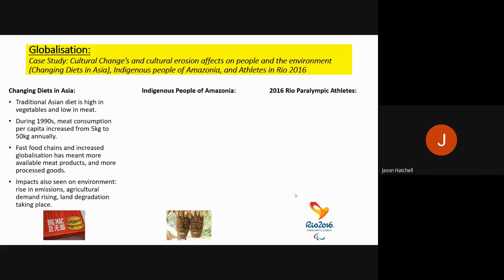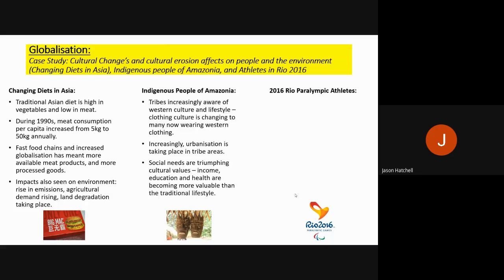Our next short example in this case study was the indigenous people of Amazonia and how they're impacted by cultural change. So tribes are increasingly aware in the Amazon rainforest of Western culture and lifestyle. For example, clothing culture in the Amazonian tribes is actually changing, with many now wearing things like t-shirts, which they never did in the past. Increasingly also, urbanization is taking place in tribe areas. And of course, urbanization is a Western trend where more and more people move towards cities. There are more cities built and so on.